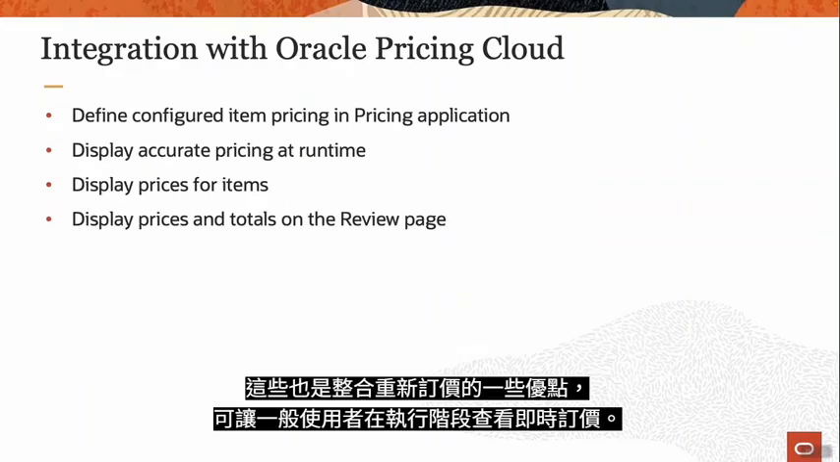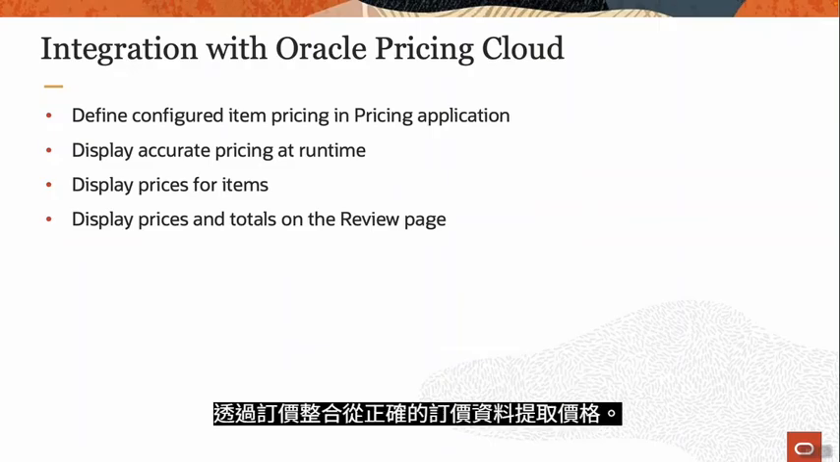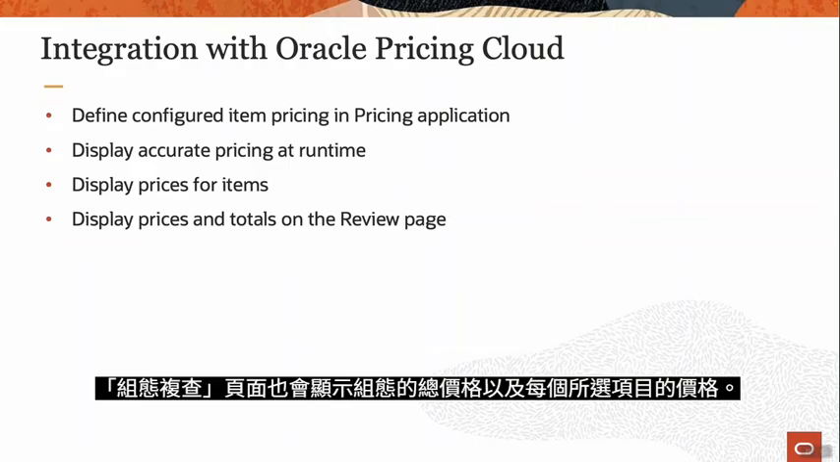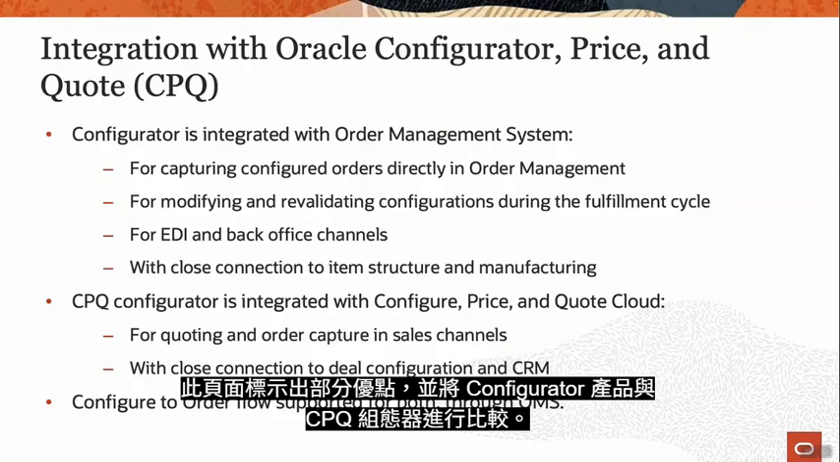This page highlights some of the benefits and compares the configurator product to the CPQ configurator. Order Management Cloud and Oracle Configure, Price, Quote Cloud use different configurators, each with their own strengths. For example, from the perspective of channels, Order Management Cloud is a strong choice when directly entering orders in the UI and for back-office channels. Whereas CPQ Cloud is a strong choice when you're working with direct sales and reseller channels.